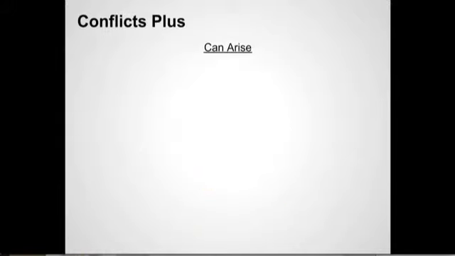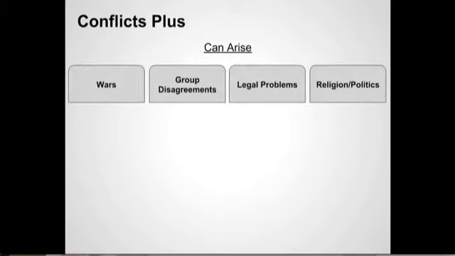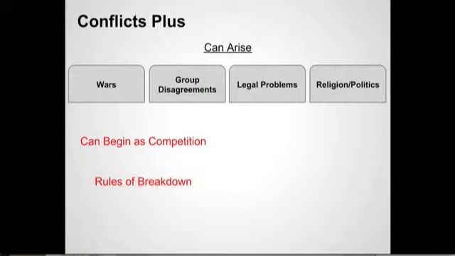So conflicts can arise through wars, group disagreements, legal problems, and religious politics. They can often begin as competition between various people or various groups. But when the rules break down, the goal is no longer important. What the goal becomes is to hurt, oppose, or control that other competitor.